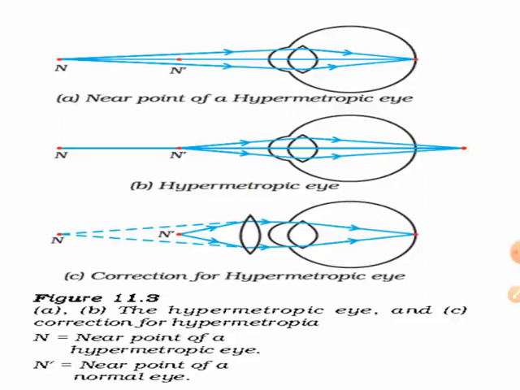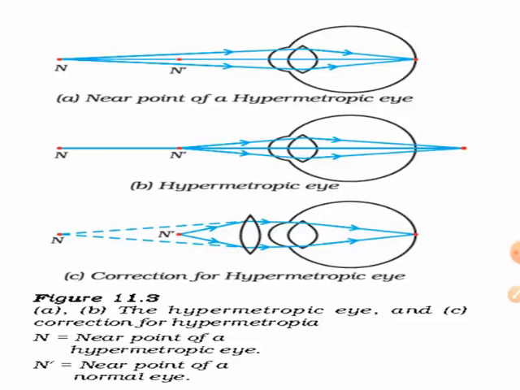Long-sightedness or far-sightedness, you can also call it. Hyper means high, high means long. You can have that mnemonic like that. So hypermetropia means either you can call it far-sightedness or long-sightedness. It will be just opposite of that of myopia in this case.